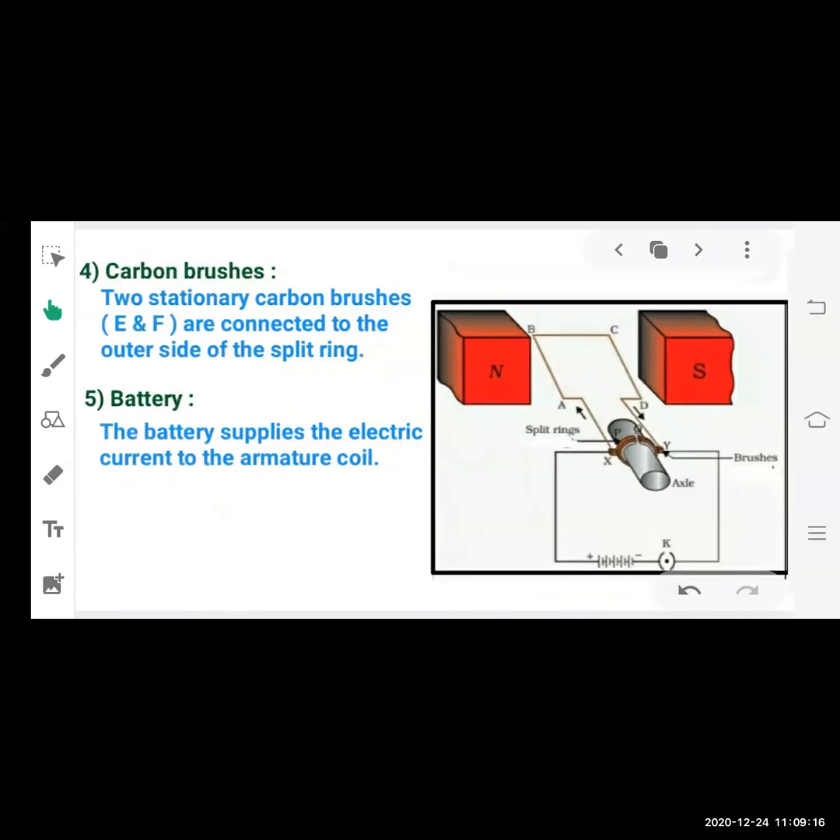Then the next thing is carbon brushes. Two stationary carbon brushes, E and F. You can see E and F here, it is carbon brush. It is not fixed to the split ring. It just touches the split rings. It is connected to the outer side of the split ring, but it is not fixed. The next one is the battery. The battery supplies the electric current to the armature coil. This is the battery and this is the key. Understood? So this is all about the construction.